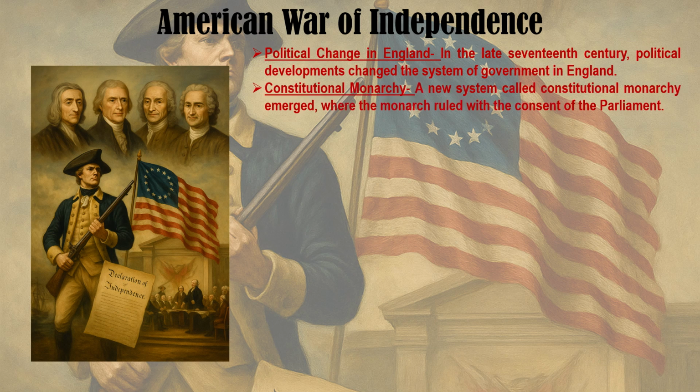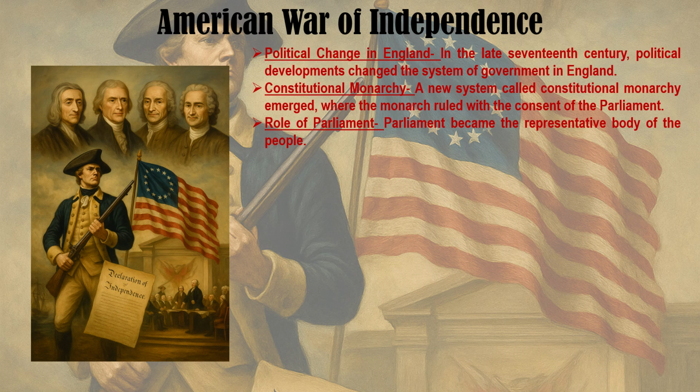But now something changed. What was the change? Constitutional monarchy. A new system called constitutional monarchy emerged, where the monarch ruled with the consent of the parliament. So here there will be a parliament. A parliament will be there where people will be elected as representatives of the people. So all the citizens of England will elect their representatives, and they will rule over the country. They will decide what the government will do, and the king will have to agree to it.